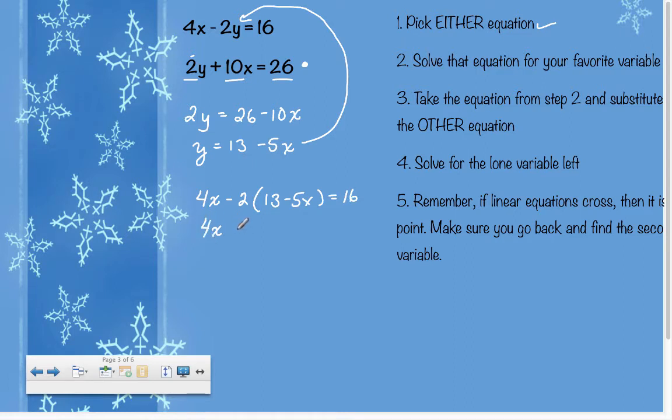Hopefully this part of solving won't take you that long, but be careful here. A negative times a negative is a positive. It's the little things that often make this difficult, not the concept itself. Keep simplifying. 4x and 10x is 14x. I'm going to move the 26 to the other side.